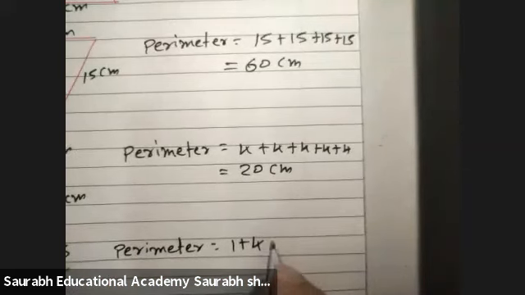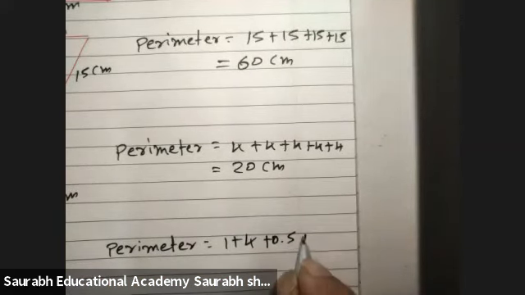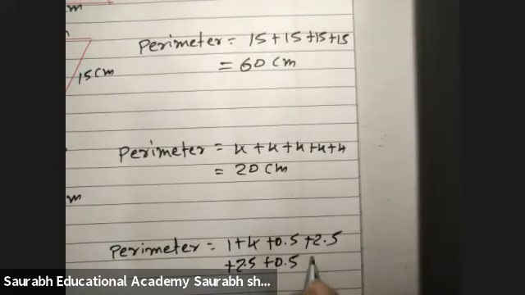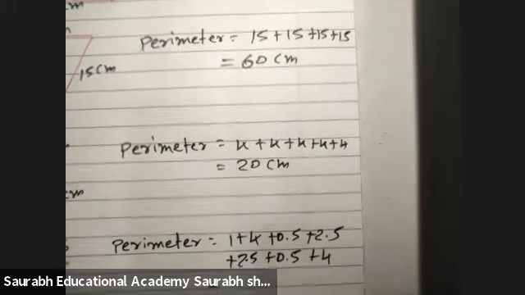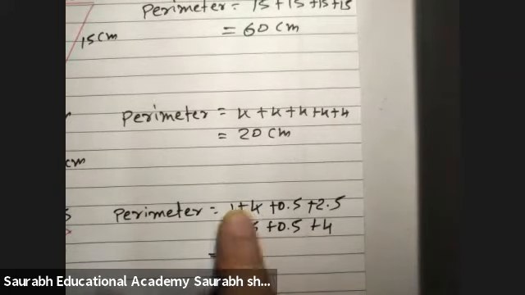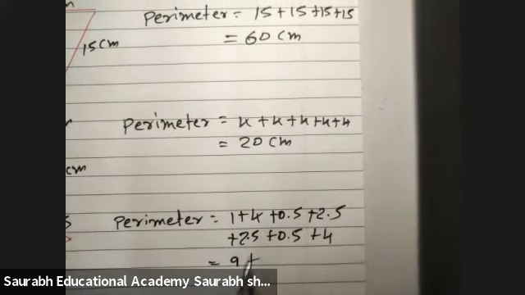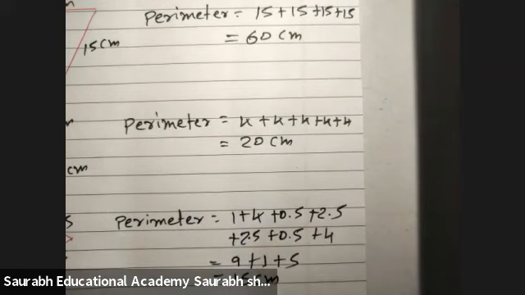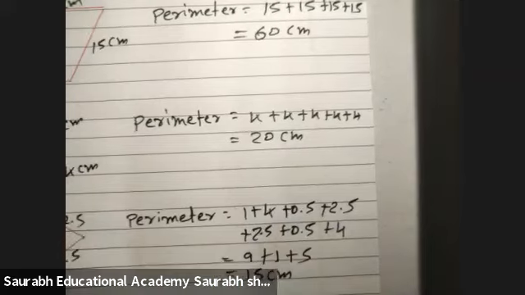1 plus 4, plus 0.5, plus 2.5, plus 2.5, plus 0.5, plus 4. Now, here 4 plus 4, 8. 8 plus 1, 9. 0.5, 0.5, that is 1. And 2.5, 2.5, that is total 5. So total 15 centimeter. Perimeter will be 15 centimeter. Right?